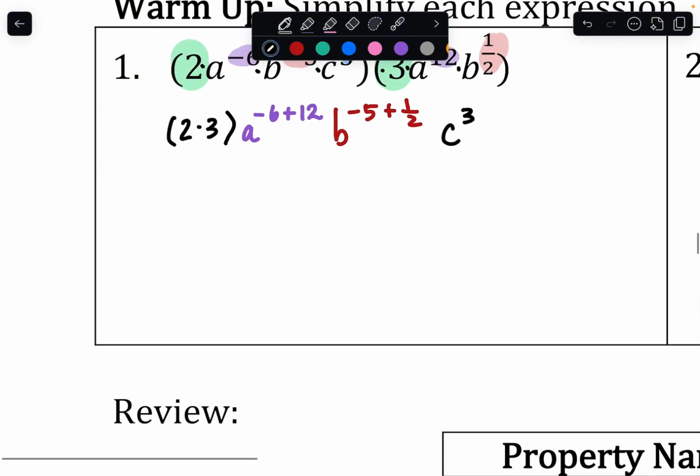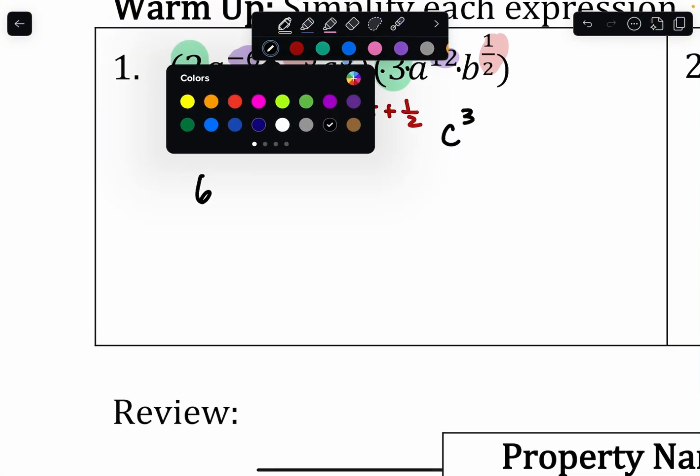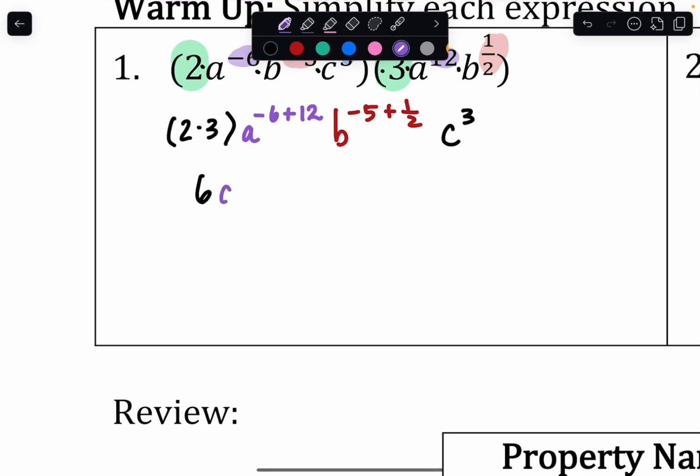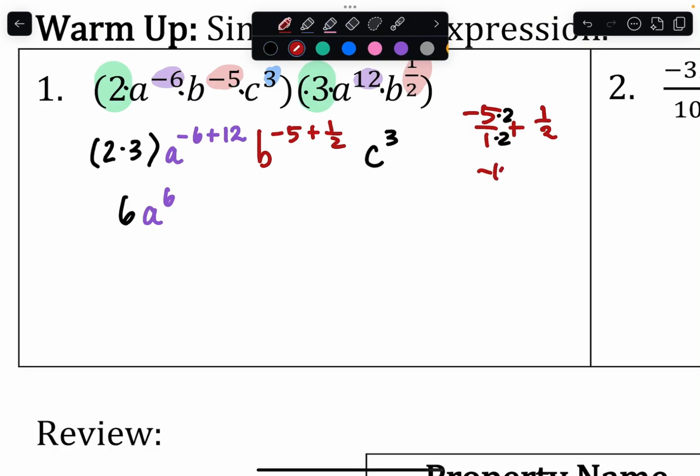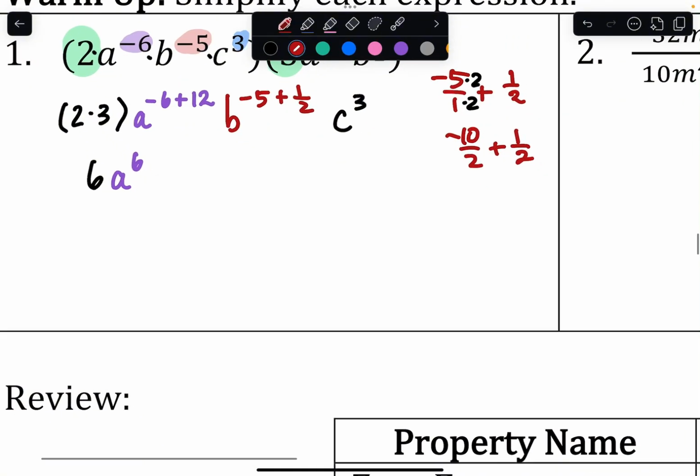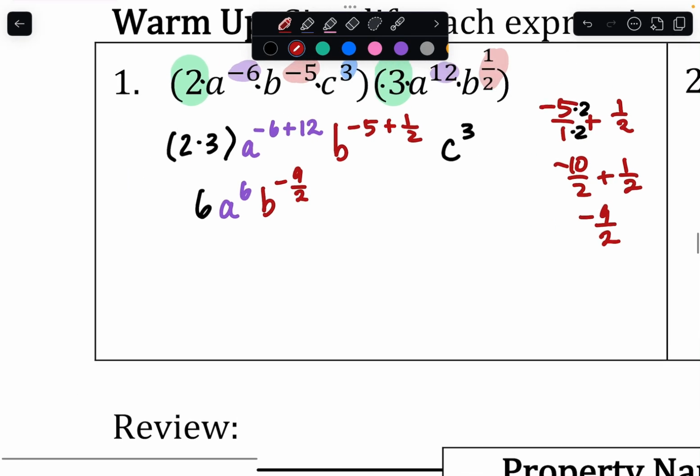Okay, and so simplifying this, 2 times 3 is 6. Negative 6 plus 12 is going to give me a to the 6. To do negative 5 plus 1/2, we need a common denominator. And so I would multiply top and bottom by 2 to get negative 10 over 2 plus 1/2. Negative 10 halves plus 1/2 is negative 9 halves. So b to the negative 9 halves, and then the c to the 3rd power.